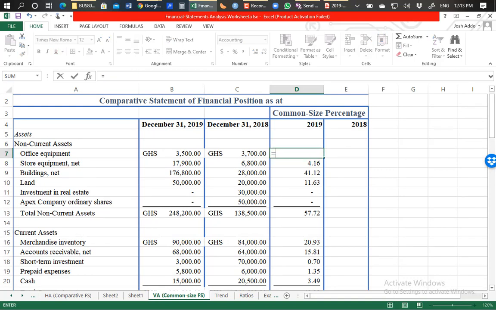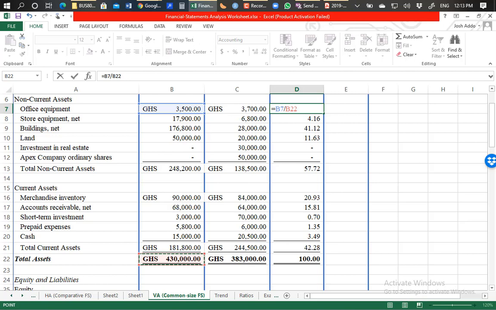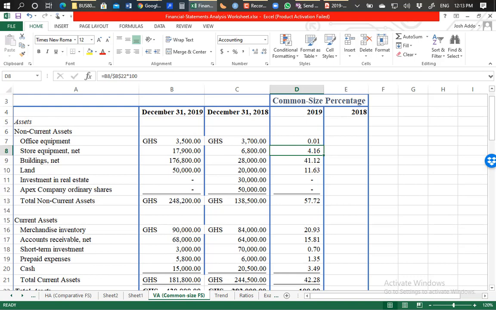This is equal to this 2019 office equipment figure as a fraction of our total assets. So divided by total assets. And this is equal to 0.01. You can express it as a percentage, 1%. So office equipment is just 1% of the total assets. When you come here, you can drag anyway.